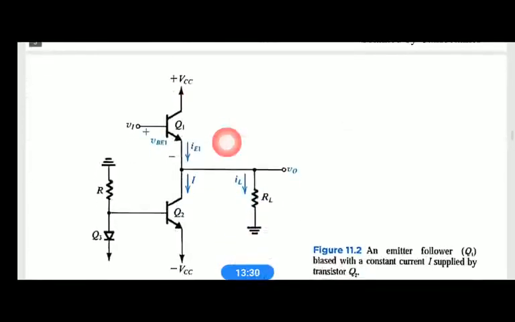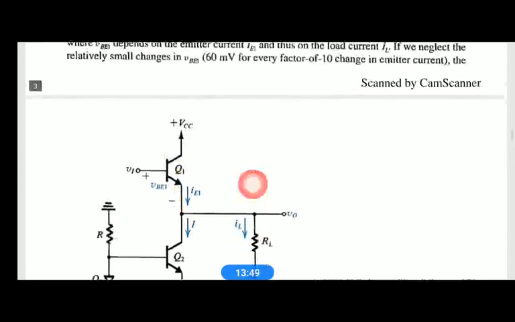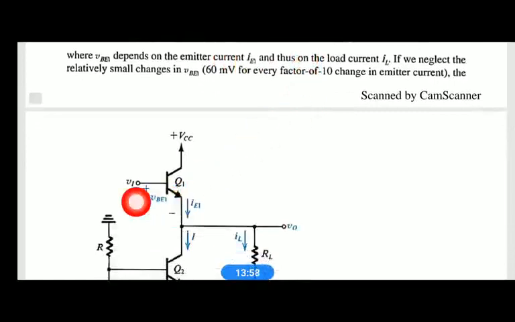You can see clearly in this circuit, the output voltage V0 is Vi minus VBE. You see this loop from here to ground. If you go through this loop and apply KVL, we can write Vi minus VBE1 minus V0 equals 0, which will give you V0 equal to Vi minus VBE1, where VBE1 is the VBE of transistor Q1, right?